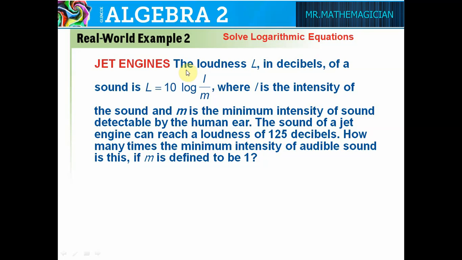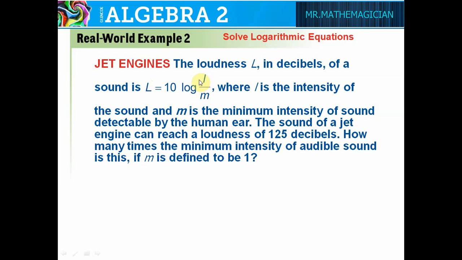Real world example. The loudness L in decibels of a sound is L equals 10 log I over M, where I is the intensity of the sound and M is the minimum intensity of sound detectable by the human ear. The sound of a jet engine can reach a loudness of 125 decibels. So this 125 is the L. 125 will be replaced by L in this place. How many times the minimum intensity of audible sound is this?